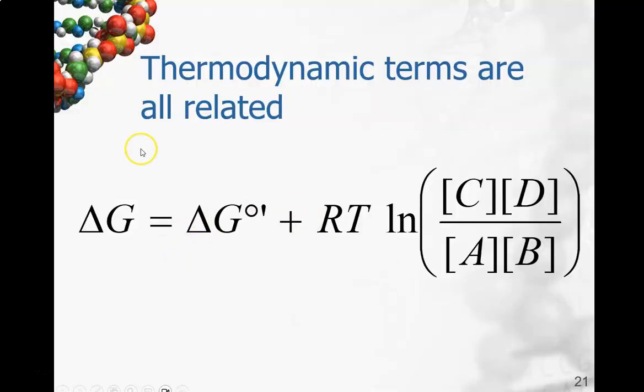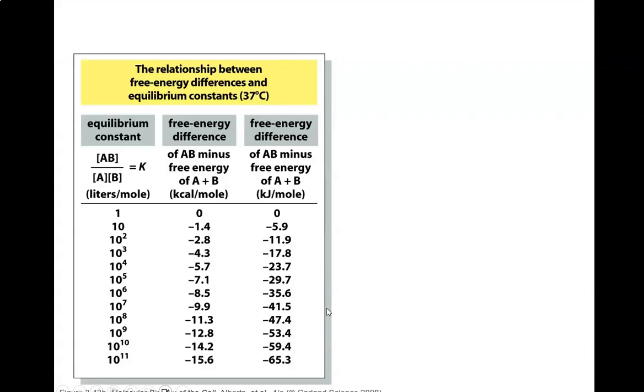The delta G changes throughout the reaction, and it indicates the free energy available to accomplish the reaction. The delta G zero primed is a constant, and it looks at the differences of the delta G of formation between the products and the reactants. R is the gas law constant, T is temperature in Kelvin, and this is the ratio of products to reactants.